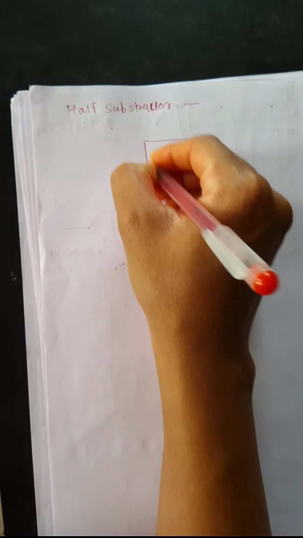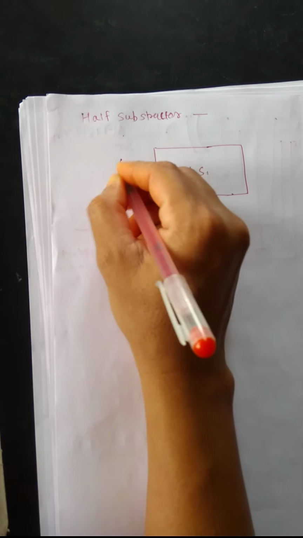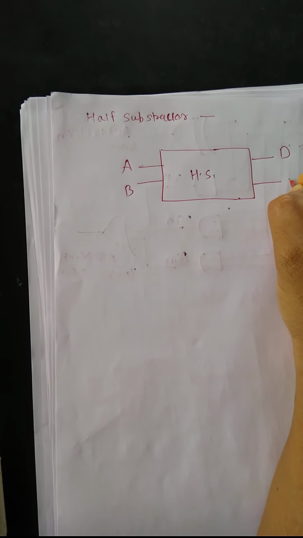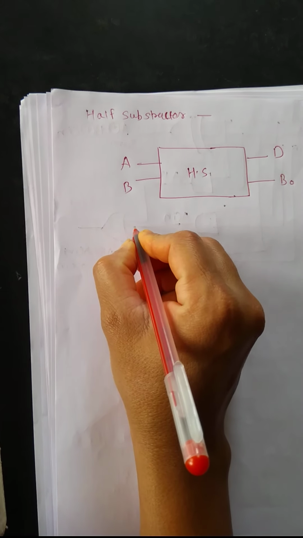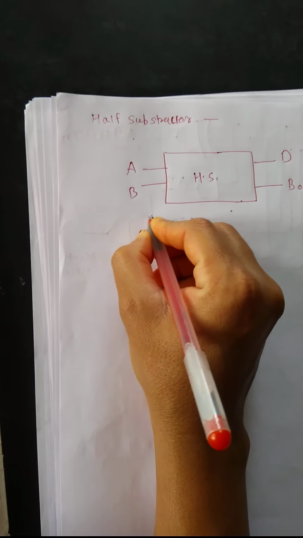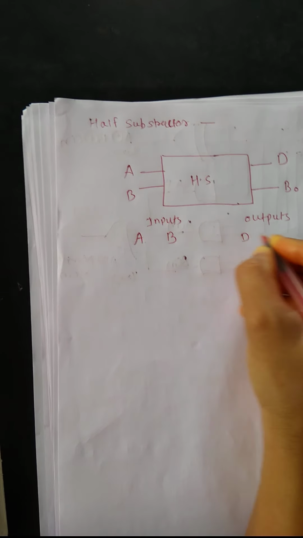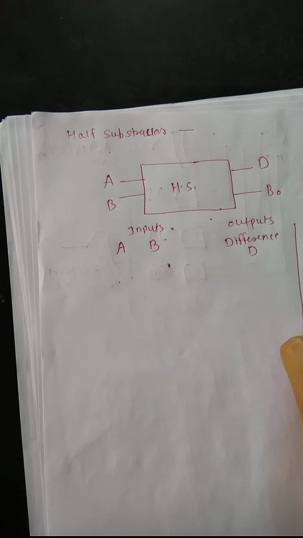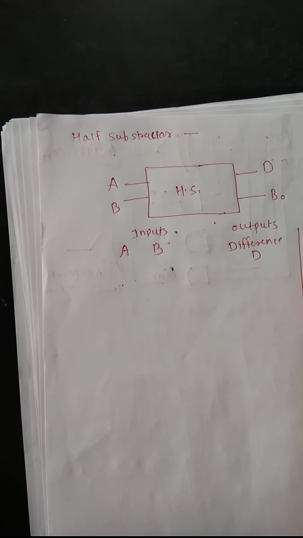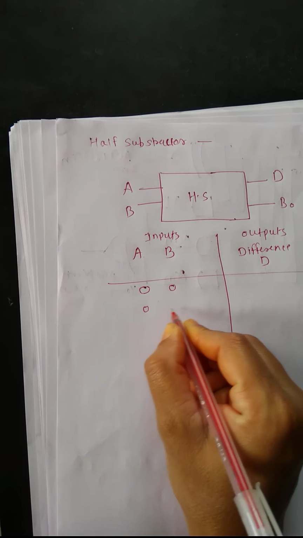So this is the block diagram of the half subtractor: two inputs A and B, and outputs difference, indicated as D, and borrow, indicated as B0. Then the truth table for the half subtractor: there are two inputs A and B. These are the inputs, and the outputs are difference and borrow. There are two input variables, so the possibilities are 4.